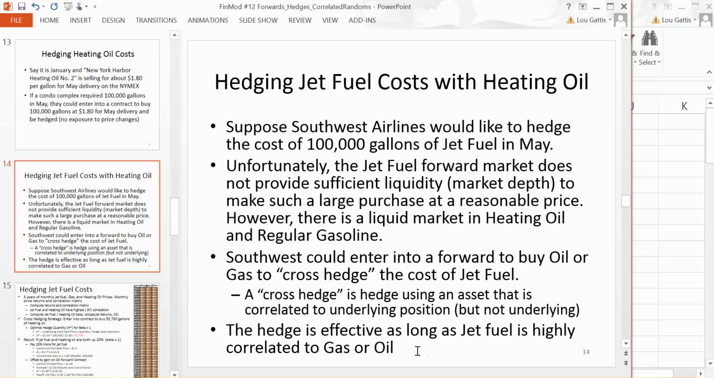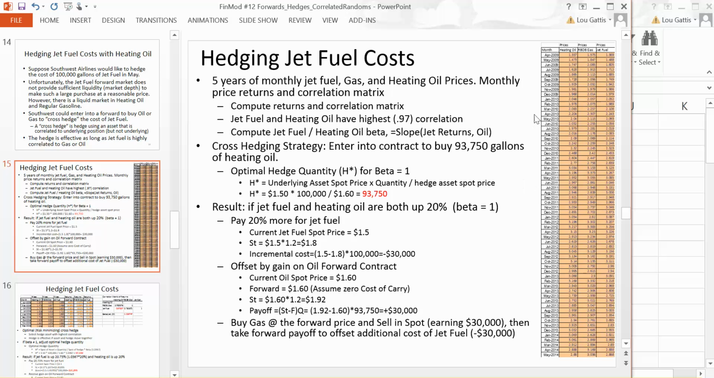So the trick is finding an asset that's correlated to the asset you're trying to hedge. Here's an example. Here's 5 years of monthly jet fuel, gas, and heating oil prices. I'm going to take this data, double click, and make sure I get the full data. There's more than what's shown here.